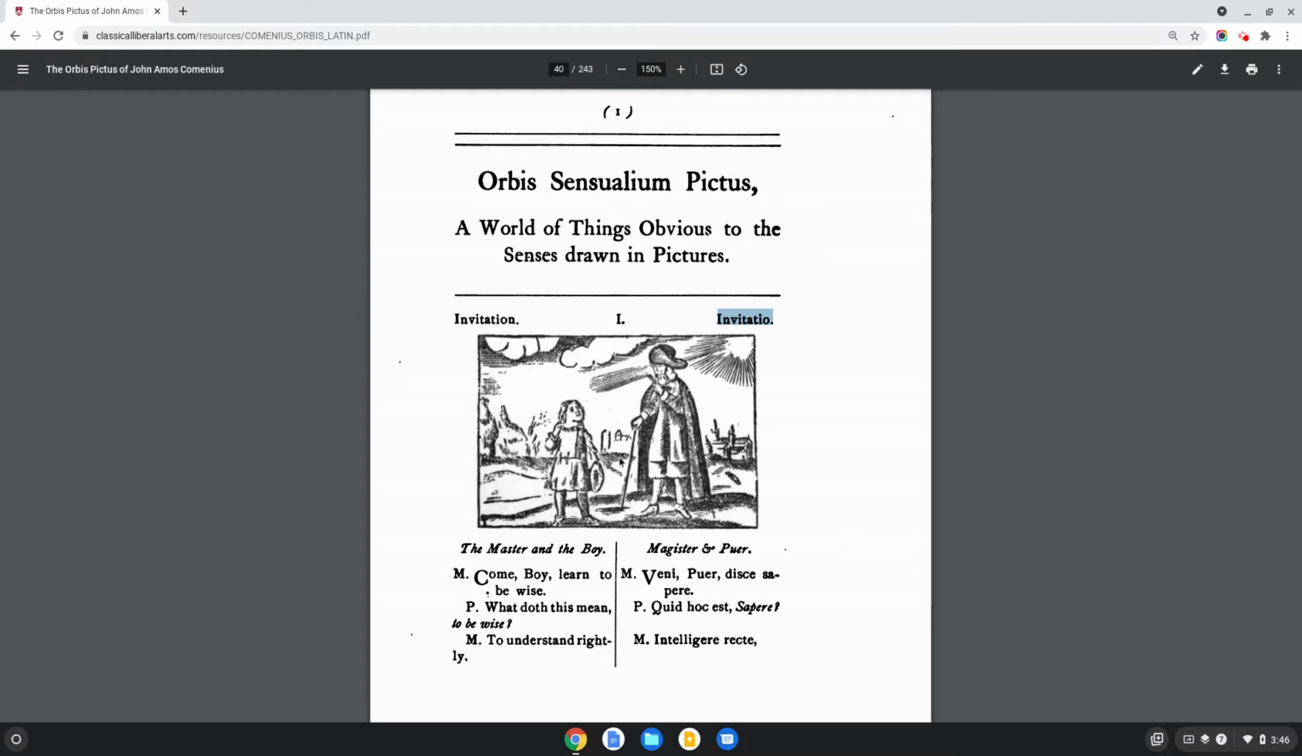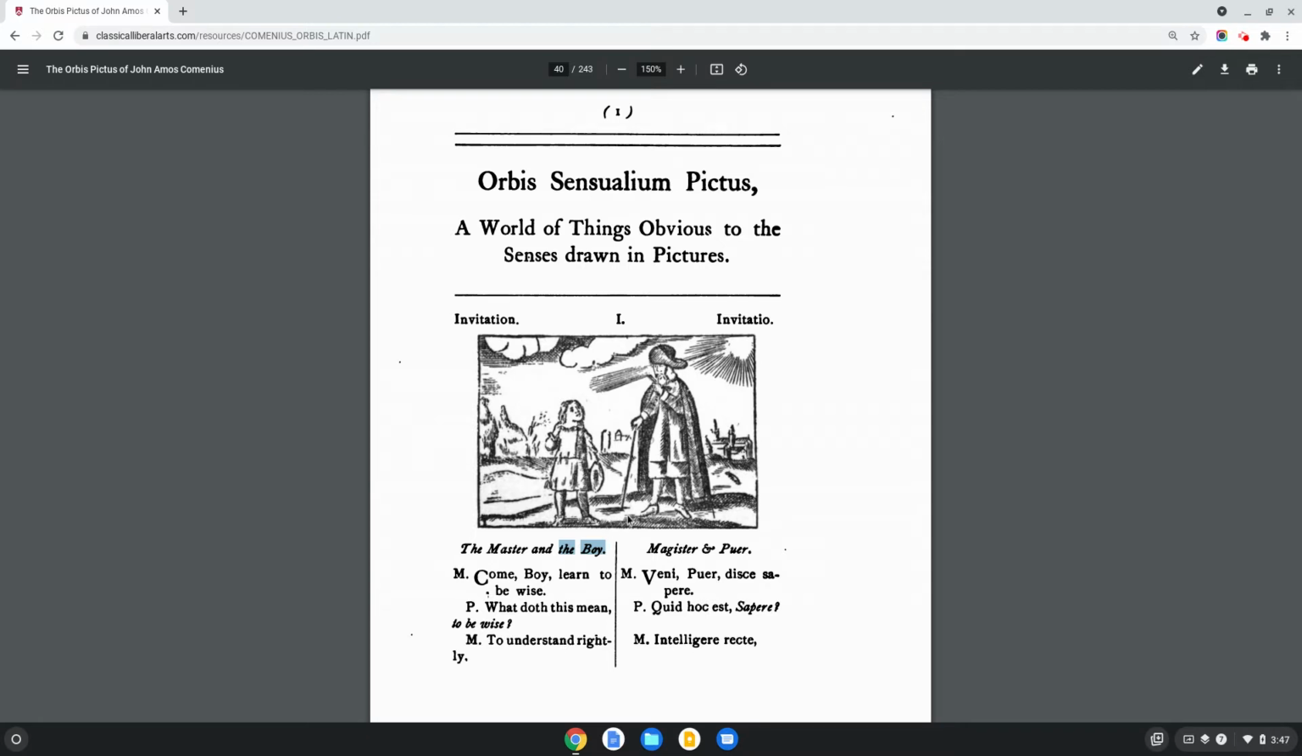We have a picture here, and underneath the picture you see the title Magister et Puer. And here you see the English translation. The master, that's for magister, and puer is the boy. Puer is the Latin word for boy, and the Latin word for master is magister. Here, the word master can simply be translated into another English word as teacher. So, the teacher and the boy, magister et puer.